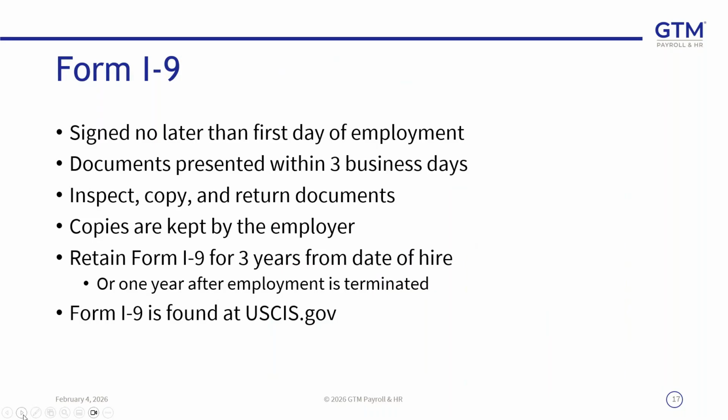The I-9 must be signed no later than the first day of employment, and the documents must be presented within 3 business days from the start of employment. A family needs to inspect the documents, make copies, and return the originals to their employee. The documents must reasonably appear to be genuine and relate to the employee. Copies of the documents are kept in the employee's personnel file with the I-9, and they are not returned to any government agency.